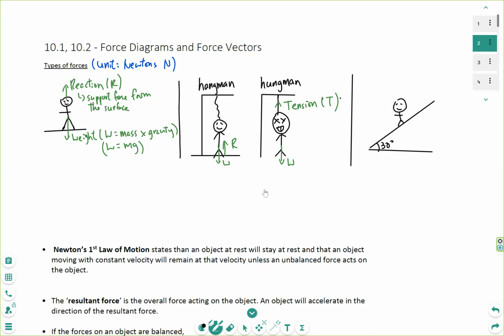On the slope, you still have reaction, but reaction comes from the ground, perpendicular to the ground. And what else? You have the weight. The weight is acting directly downwards, towards the center of gravity, the center of the earth. Therefore, it's vertically down. But reaction will be perpendicular to the inclined plane, because the support force is always given to you perpendicular to the surface you're standing on.